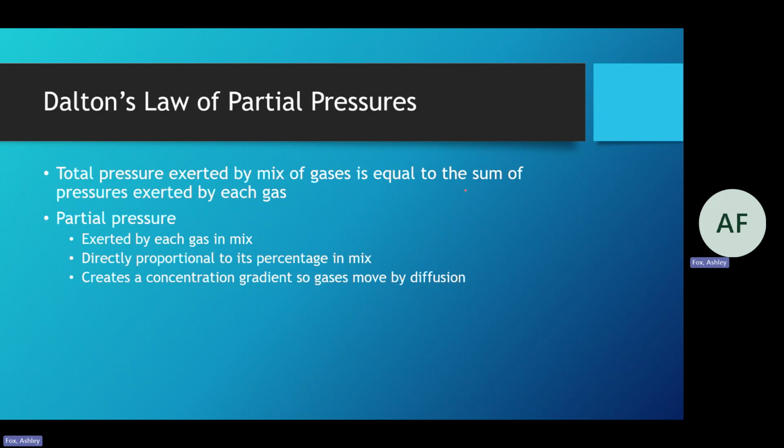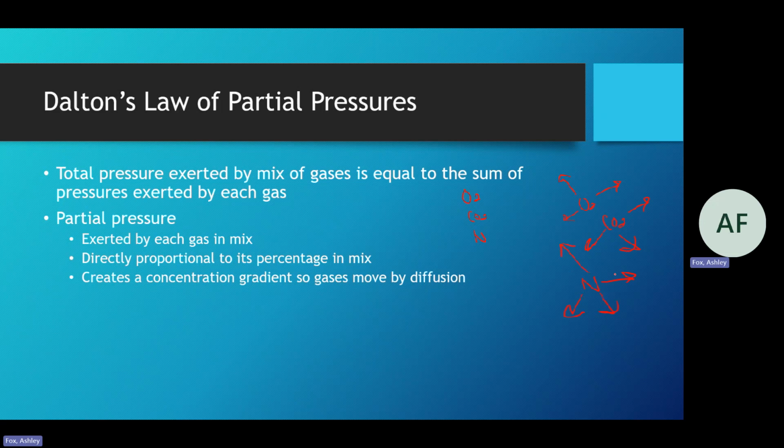In the air that you're breathing, there's a mix of oxygen, some carbon dioxide, and a lot of nitrogen. So what we say with Dalton's law is each one of these gases exerts a pressure, because you have oxygen molecules hitting the walls of the container, exerting a pressure. You have carbon dioxide, same thing, moving around and exerting a pressure.